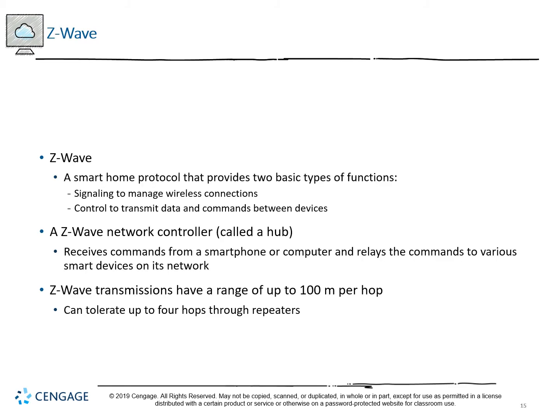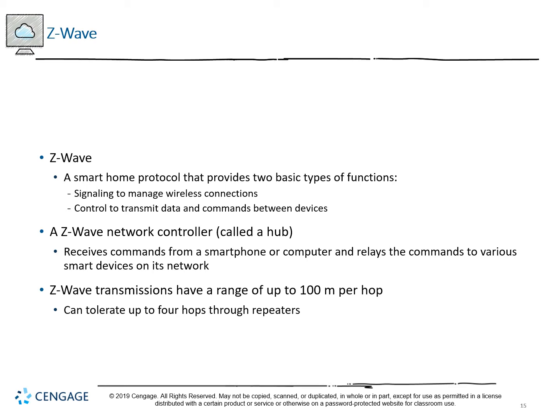Z-Wave is a smart home protocol that provides two basic function types: signaling to manage a wireless connection, and control to transmit data and commands between devices. A Z-Wave network controller, traditionally called a Z-Wave hub, receives its commands from a smartphone or computer and relays them to various devices on the network.